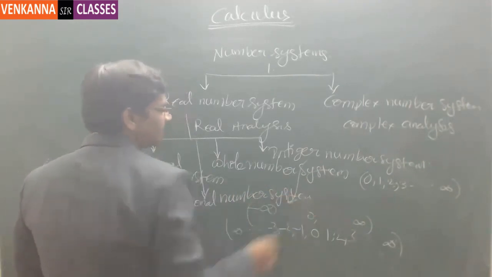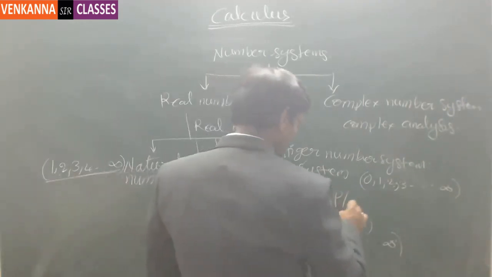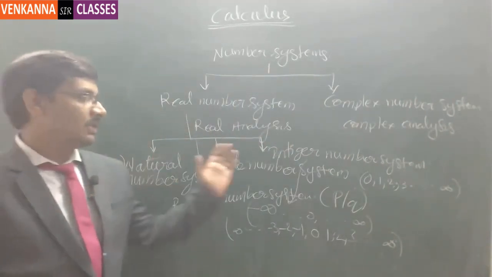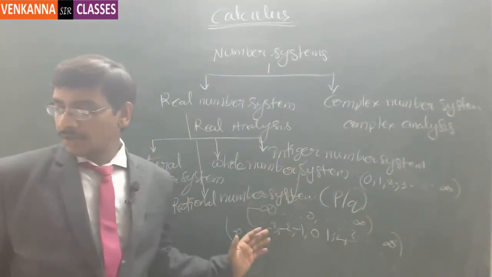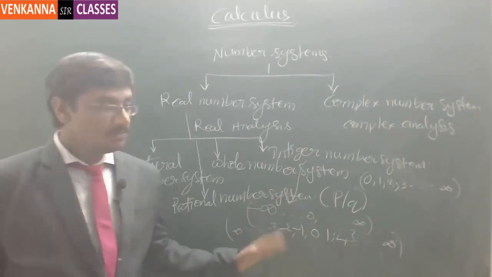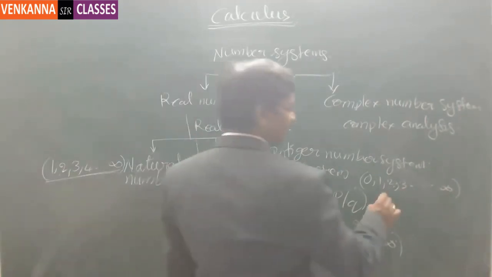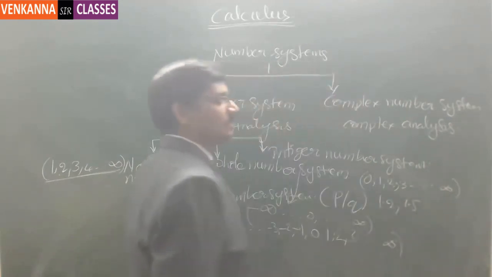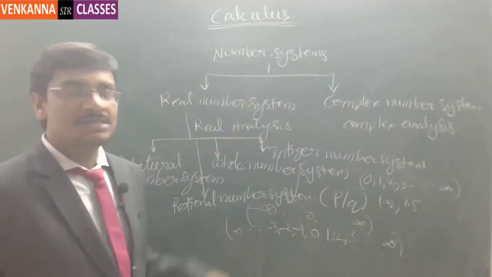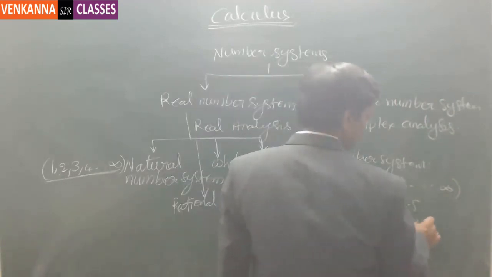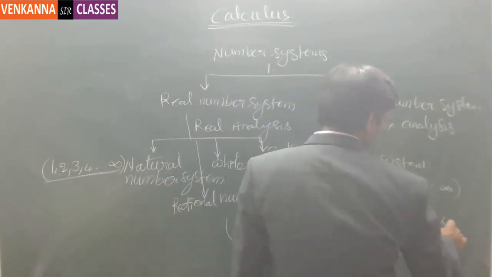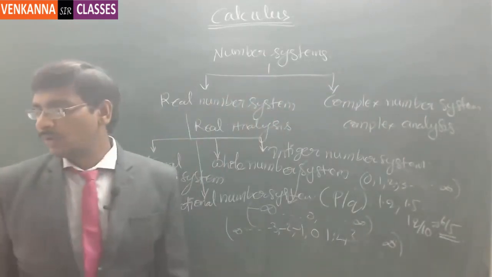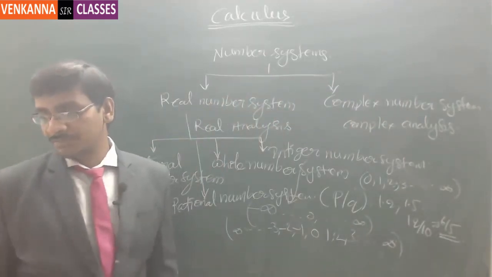In the rational number system, a number is of the p by q format. Here, if you notice, whatever numbers we have discussed till this point are only integer values, but nowhere was it mentioned like 1.2 or 1.5. Actually, these numbers were not mentioned, and 1.2 can be written as 12 by 10 or 6 by 5. Now this format of expressing the number we call the rational number system, right?